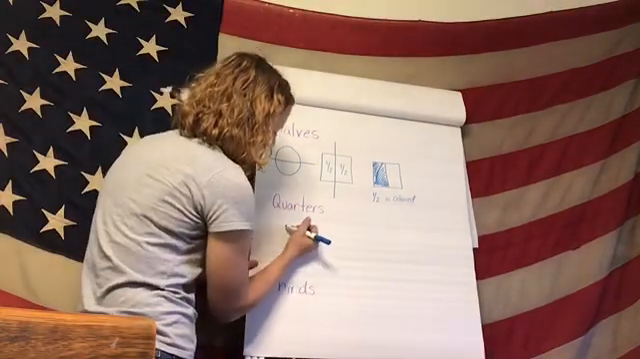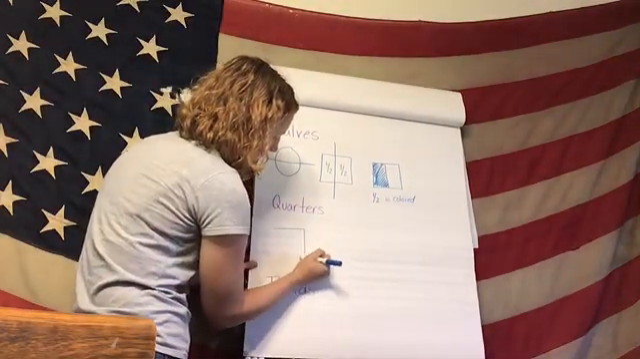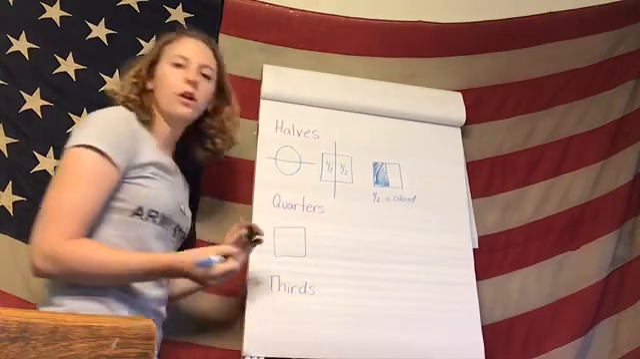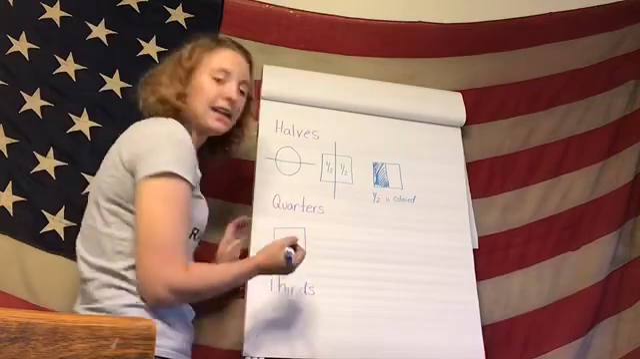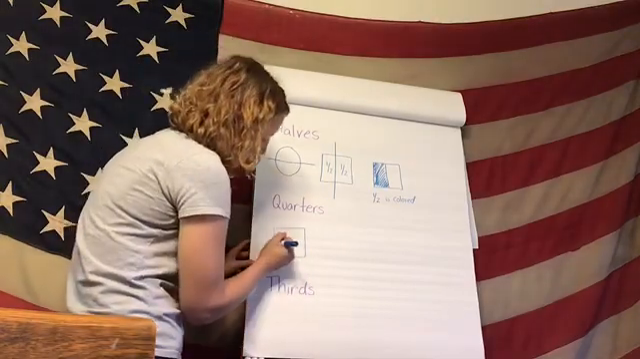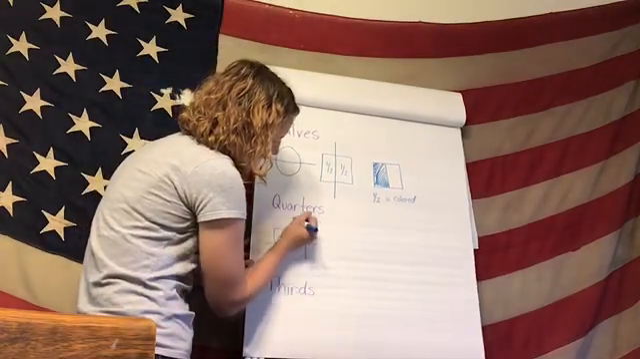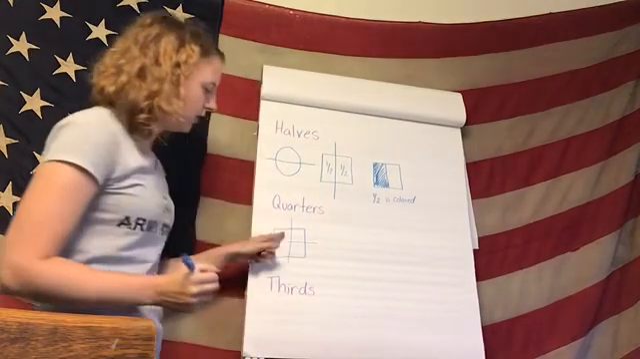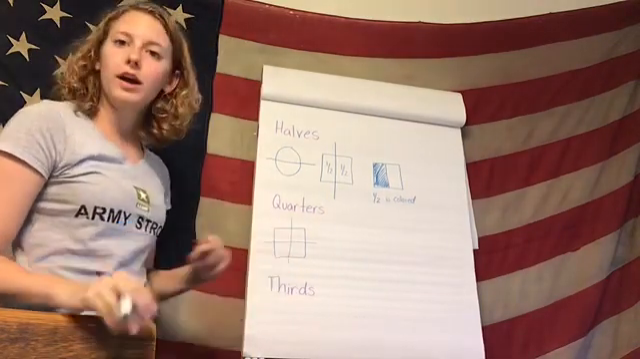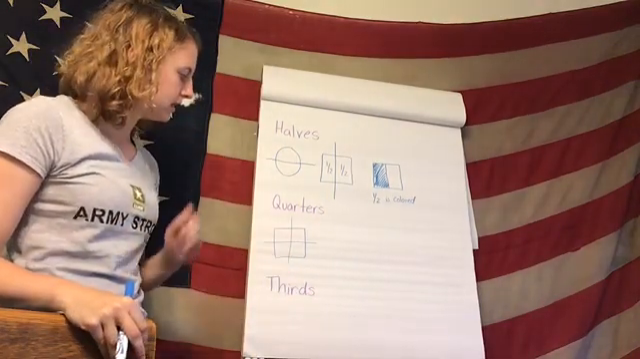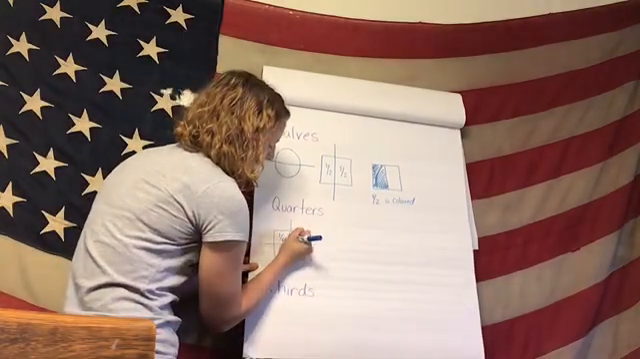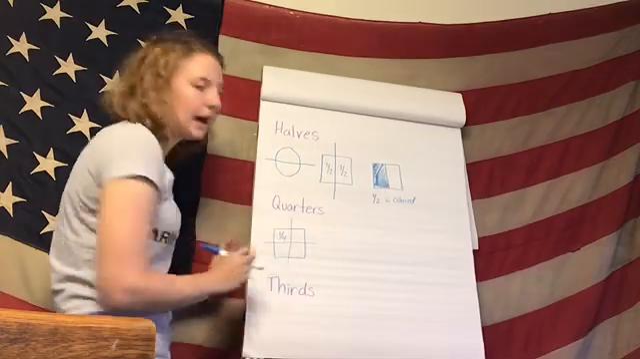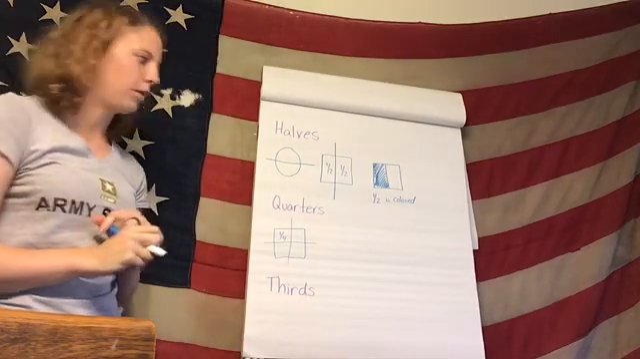Alright, so if I have a shape like this, quarters, remember, means to split into 4 pieces. And they need to all be equal. So I could go straight across and straight up and down. So now I have 1, 2, 3, 4 equal parts. And we call that a quarter, or 1/4. So each one of these boxes is 1/4.